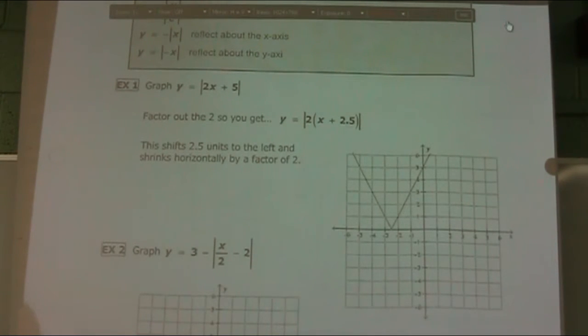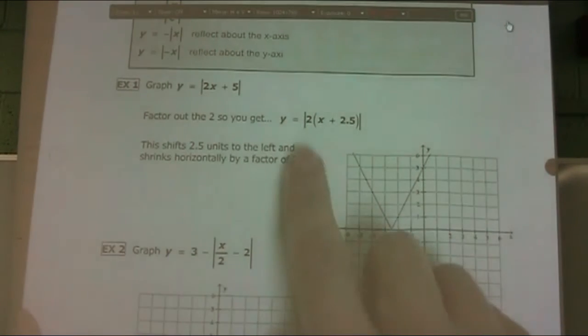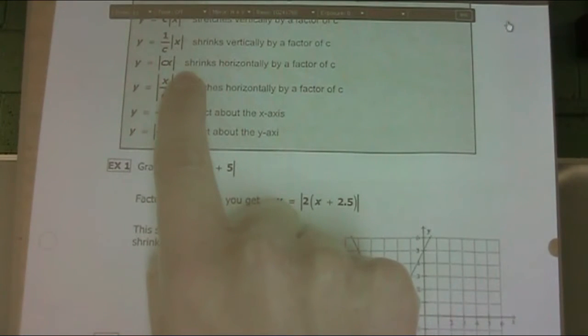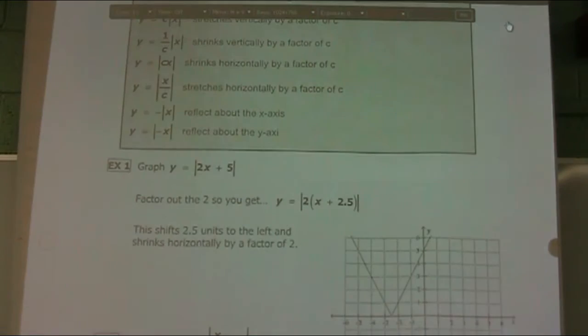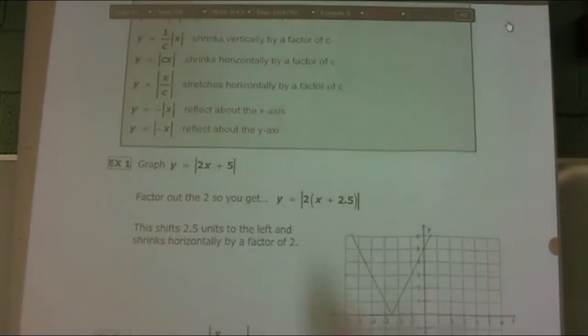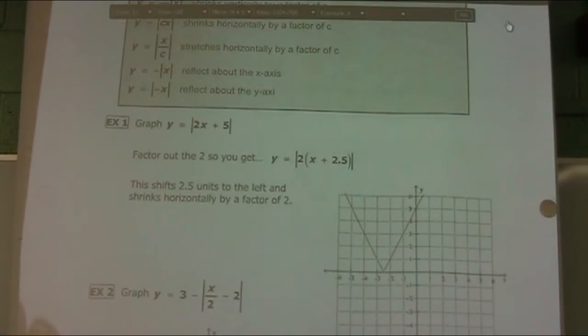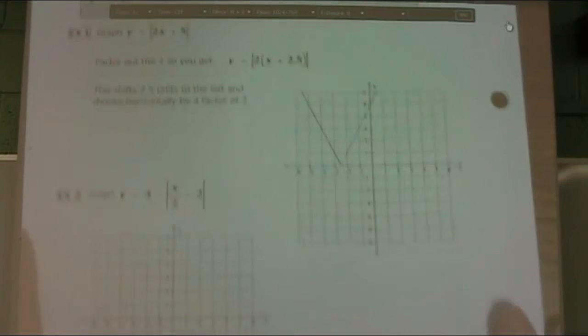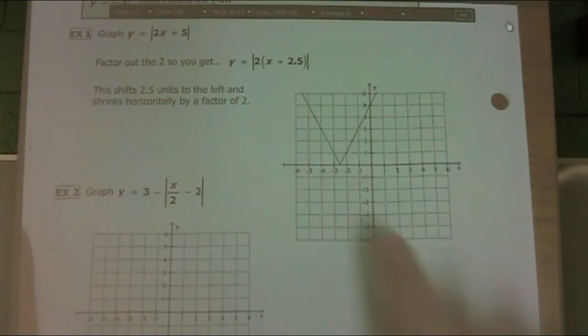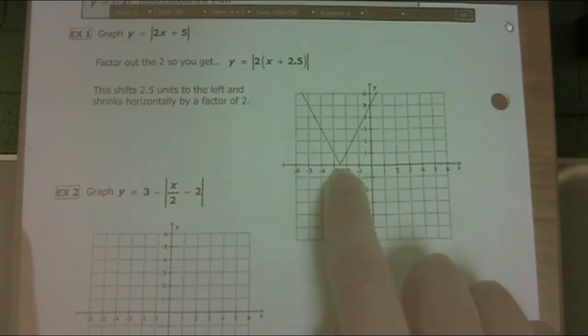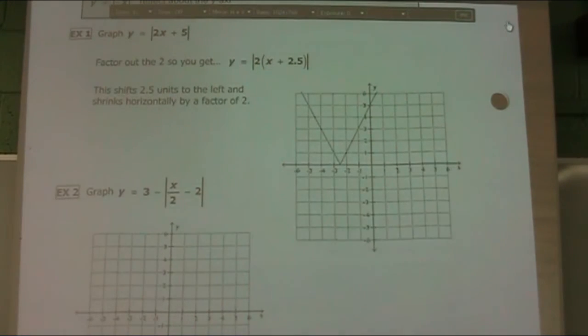All right? Now we're going to use our translation. The 2 that's in here, if I go up here, says it's going to shrink it horizontally by a factor of c. Shrinking horizontally means stretching vertically, okay? It means if it's shrinking horizontally, it's stretching vertically. The other thing is I've got a plus 2.5. That's going to shift it to the left 2.5. And what we end up getting is this. It shifted to the left 2.5, and it became longer.